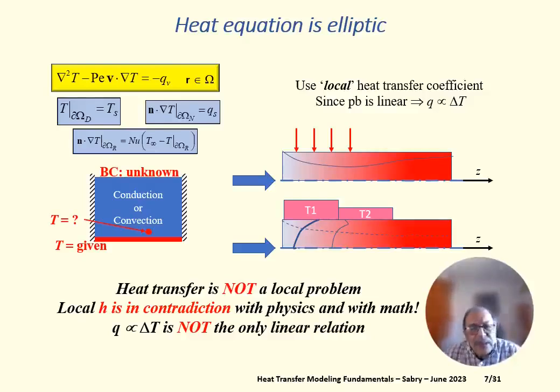We must find another relation that must still be linear, because the problem is linear. How can you find something that is non-linear? But Q proportional to delta T is not the only linear relation. And what I'm going to propose is another linear relation.